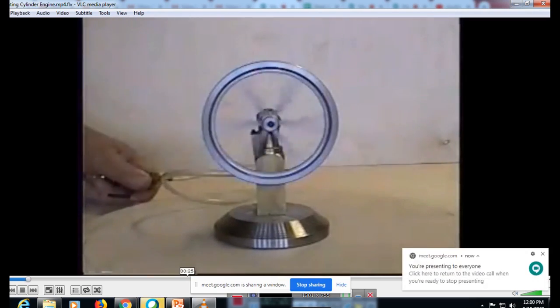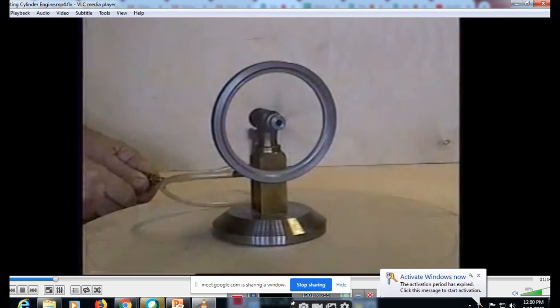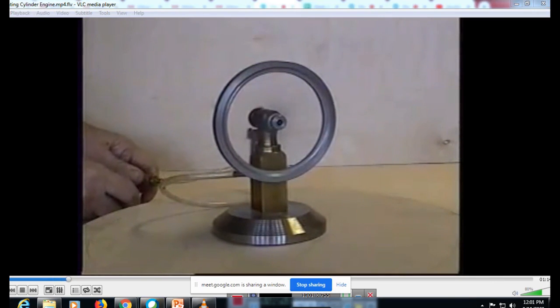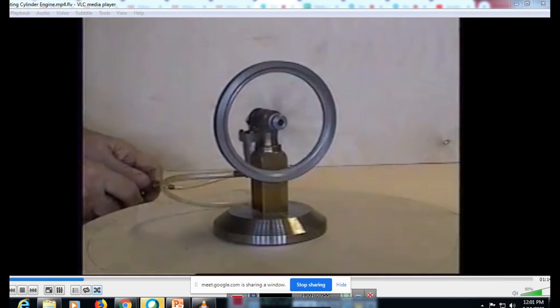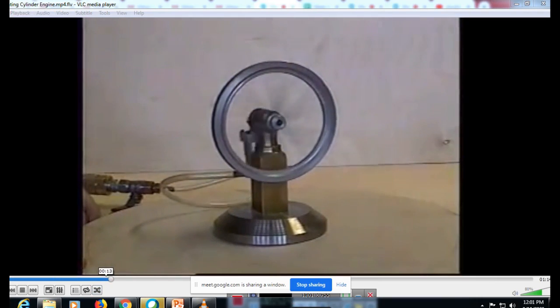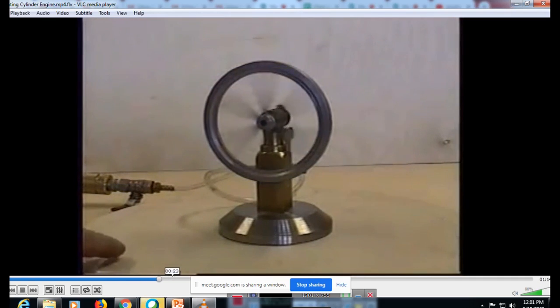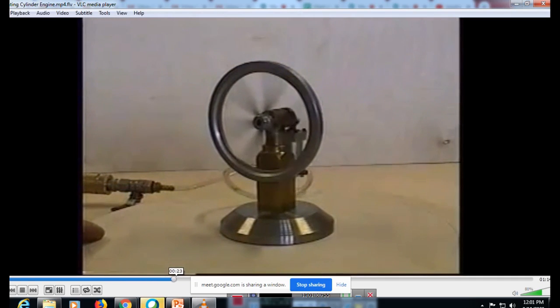Here you can see the oscillating cylinder engine. At the back side of this you can see the mechanism. From the front side it is not visible, but you will see it at the rear side of this.